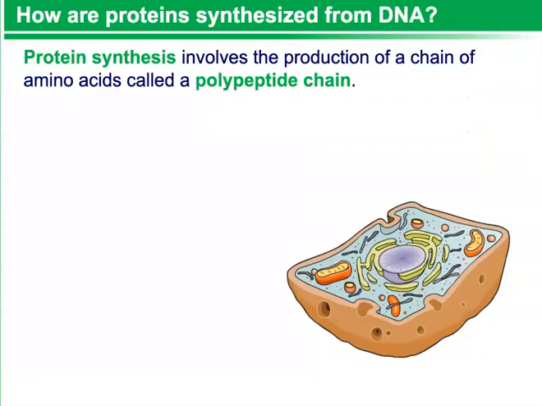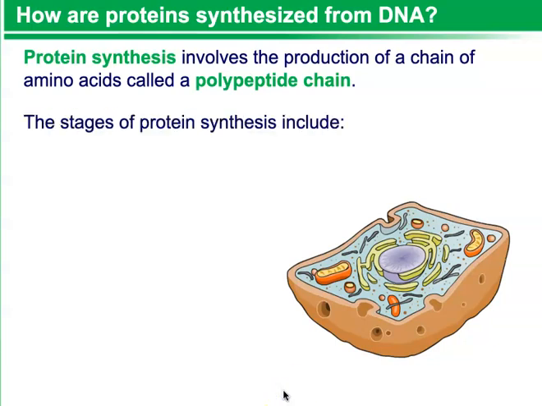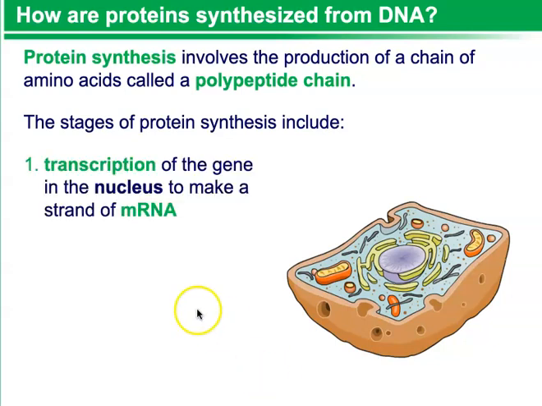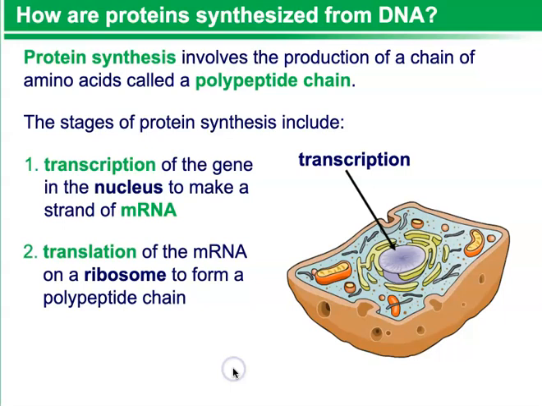So how are proteins synthesized from DNA? This process is called protein synthesis. It involves the production of a chain of amino acids called a polypeptide chain. The stages of protein synthesis include: number 1, transcription of the gene in the nucleus to make a strand of mRNA. And number 2, translation of the mRNA on a ribosome to form a polypeptide chain.